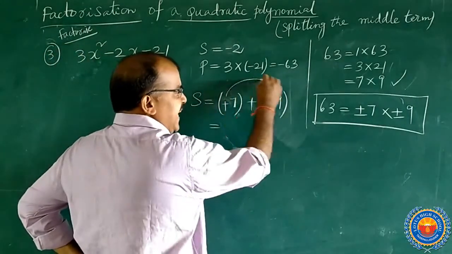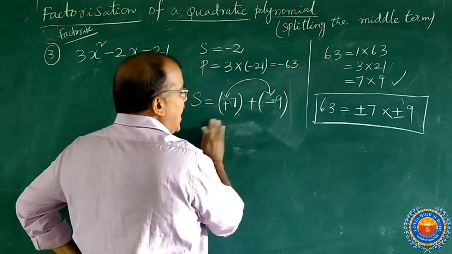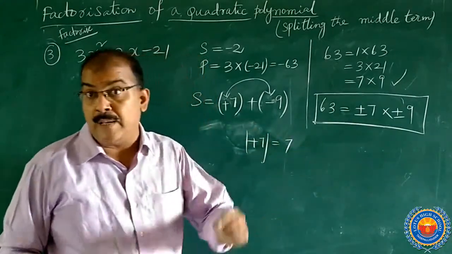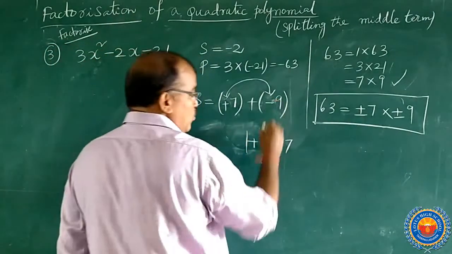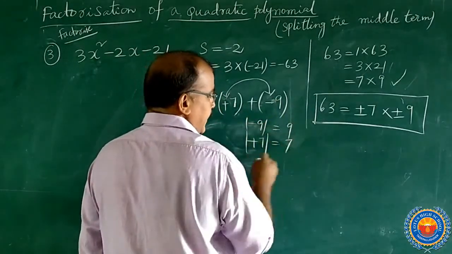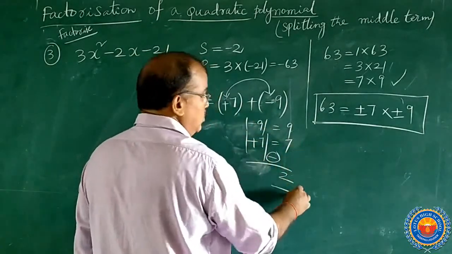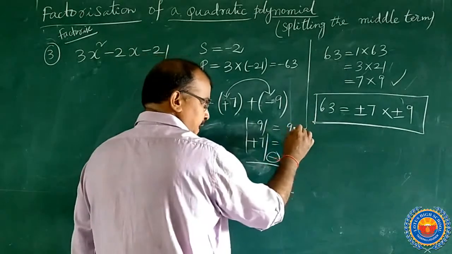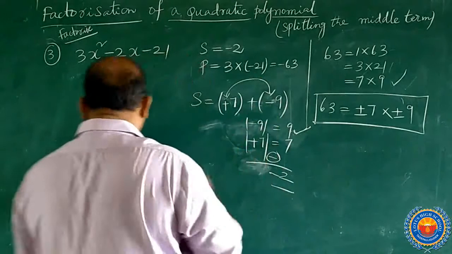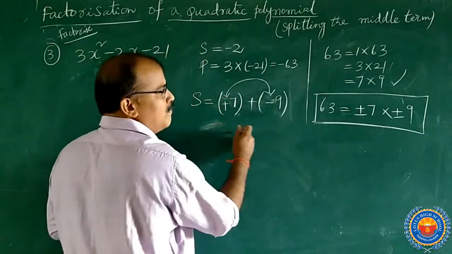Different signs, so take the difference. The absolute value of plus 7 is 7. What is the absolute value? The number without sign. The absolute value of minus 9 is 9. Different signs, that's why subtraction: 9 minus 7 is equal to 2. The bigger number is 9, and its sign is minus, so I get minus 2.